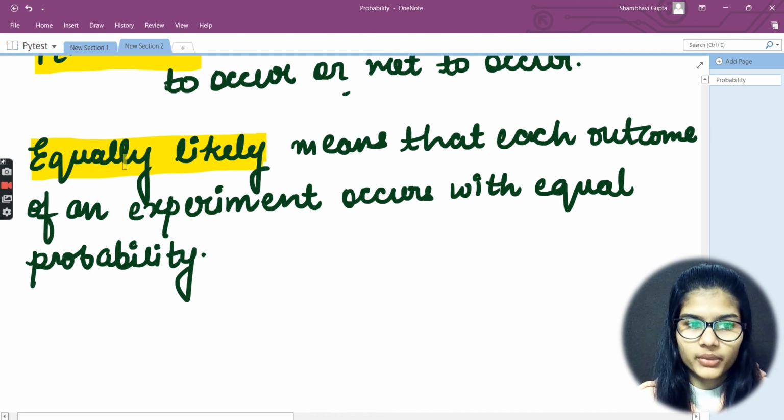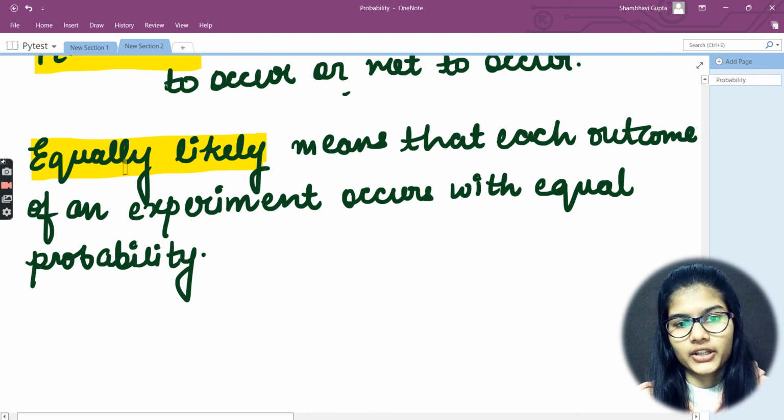I hope these terminologies are clear to you, which are really essential for you in probability to do the questions in a good manner and to have a good understanding of the things. Further, we have left out some more terminologies.